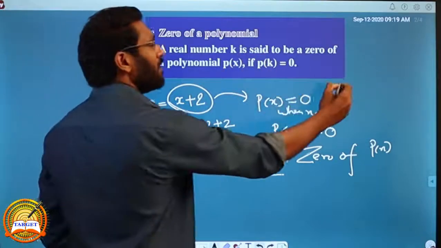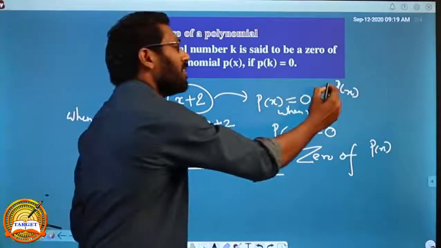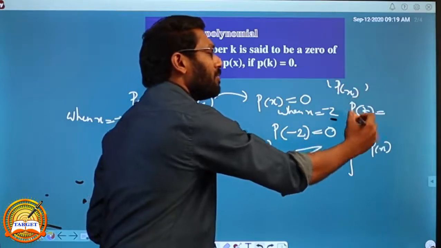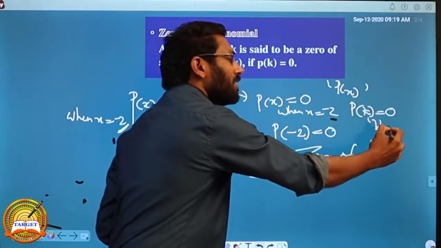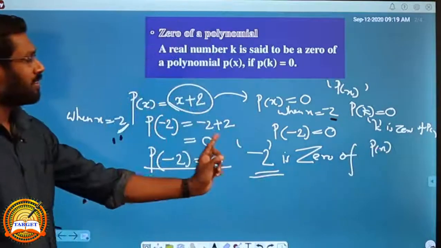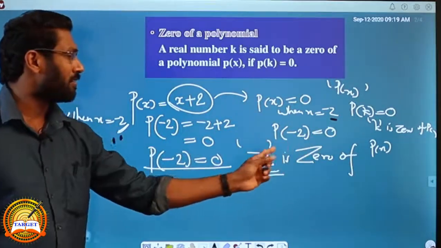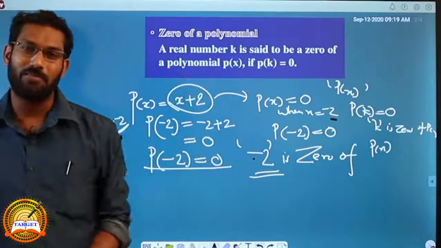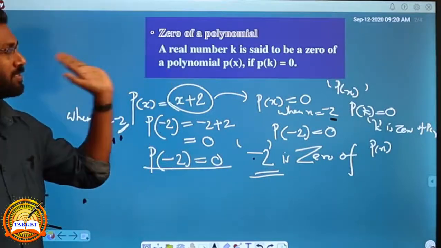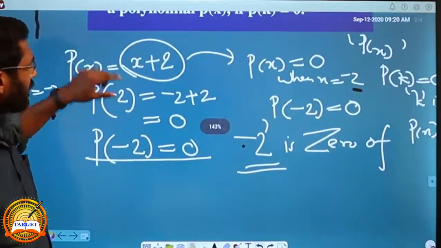So for any polynomial p of x, if we are giving the value k for x, and if p of k equals 0, then k is called 0 of p of x. In this example, when we give minus 2 for x, the polynomial becomes 0. Therefore, minus 2 is the 0 of this polynomial. Clear? So this is the idea about 0. We can discuss this one with another example.